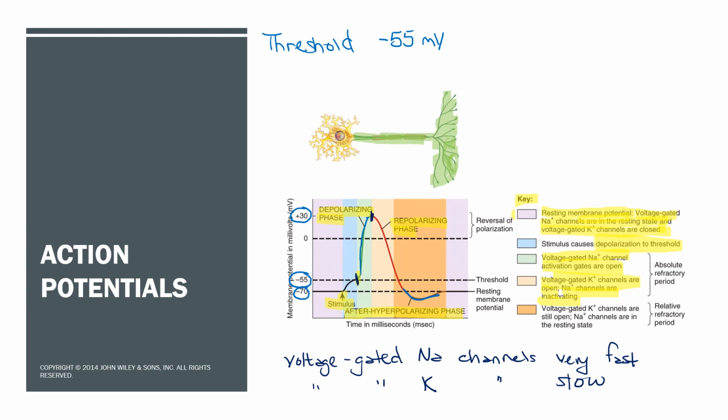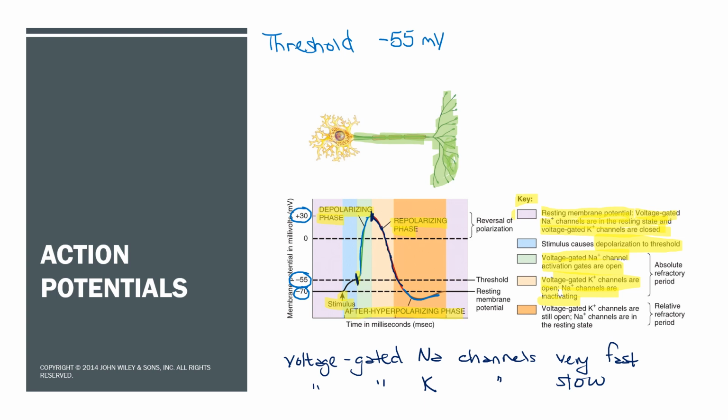In the repolarizing phase, the potassium channels are open and the positive potassium ions start to leave the cell, and we're going to start bringing that voltage change between the inside and the outside of the cell back down, because those positive ions are leaving the cell, bringing the cell back to a more negative state.